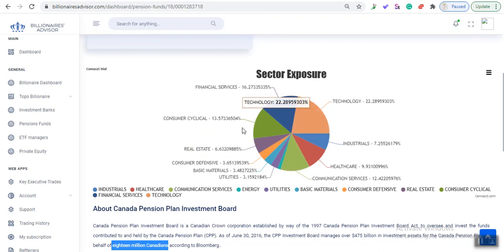So it's a little different than how the billionaires themselves invest. The billionaires, you might see a larger percent in one sector. The banks, you might see a larger percent in one sector. Well, the pension, on the other hand, invests in different sectors, a mixed average out.